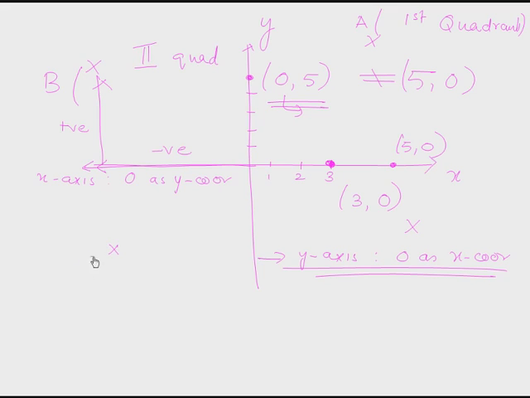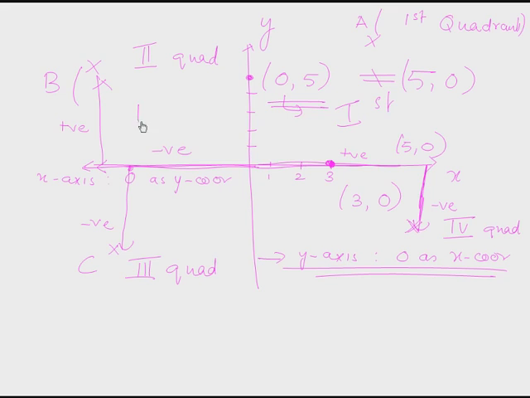Any point here where the x coordinate is negative and the y coordinate is negative is said to lie in the third quadrant. And a point here where the x coordinate is positive while the y coordinate is negative is said to lie in the fourth quadrant. So the quadrants are defined as first, second, third, and fourth.